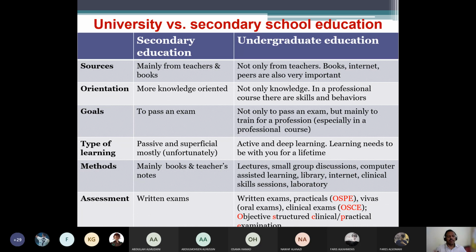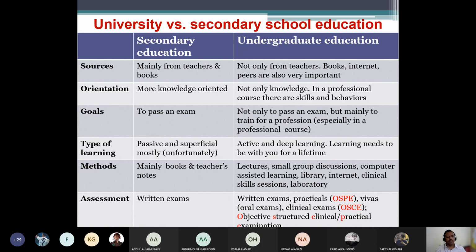Suppose I learn anatomy of heart. Then while examining the heart, you must keep in mind how the heart looks like, where is the location, how it will be, or the physiology, how the heart sounds will come. So deep learning is required, not superficial. Methods: mainly books and teachers' notes in the school. Whereas more number of methods are there: lectures, small group discussion, computer assisted learning, library, internet, clinical skills, or many methods are there for learning.